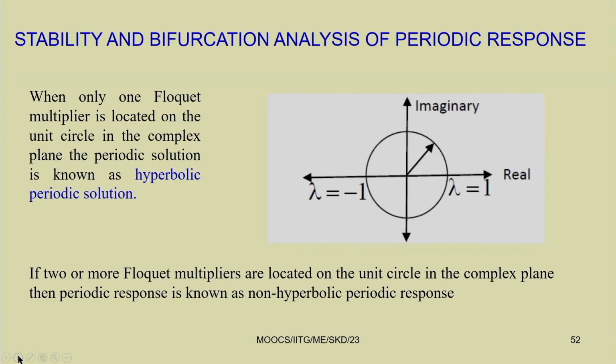Today's class we will particularly study the stability and bifurcation analysis of periodic response. In the previous class you have seen different types of fixed point, periodic, quasi-periodic and chaotic responses. So let us study the stability and bifurcation analysis. Already you know how to tell whether a system is stable or not. If you slightly perturb the response of the system and the response grows and becomes unbounded, then the response is unstable.